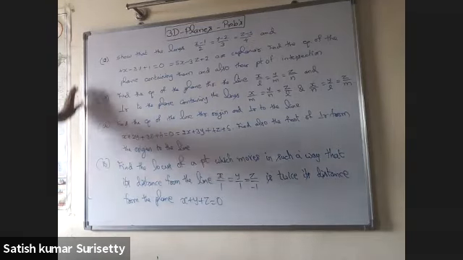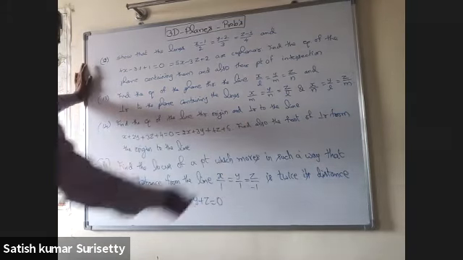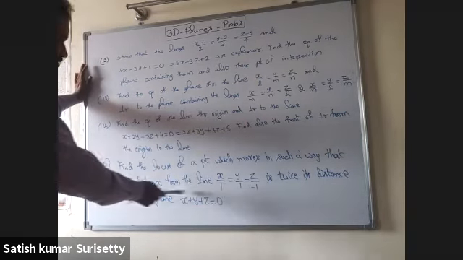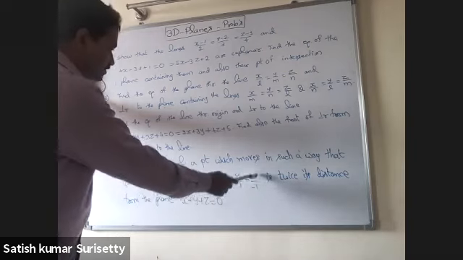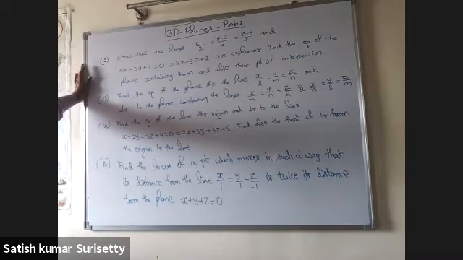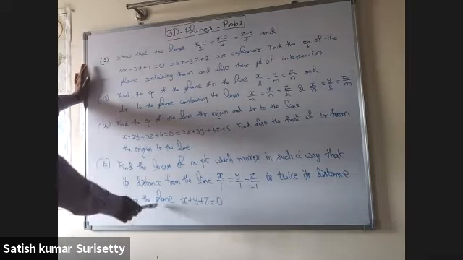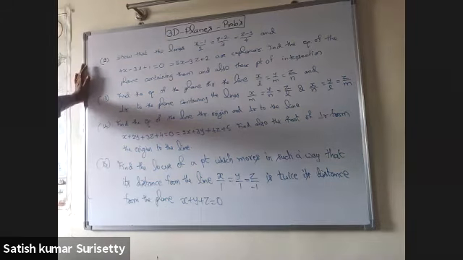So 15: find the locus of a point which moves in such a way that its distance from the line x by 1 equal to y by 1 equal to z by minus 1 is twice its distance from the plane x plus y plus z equal to 0.